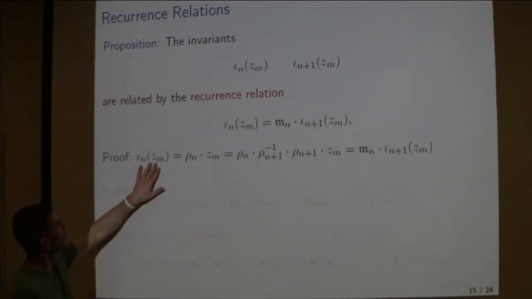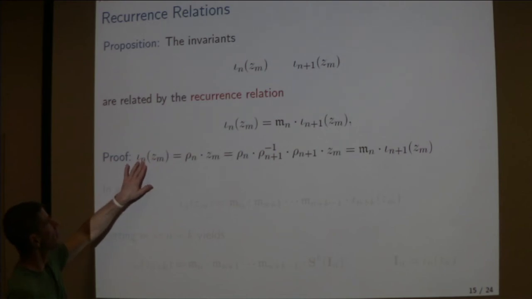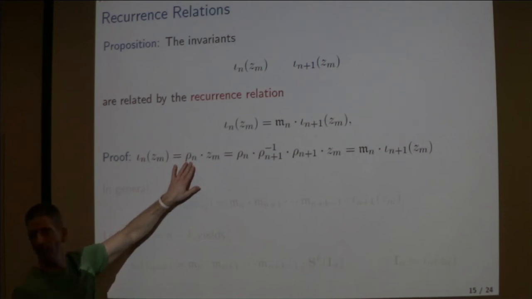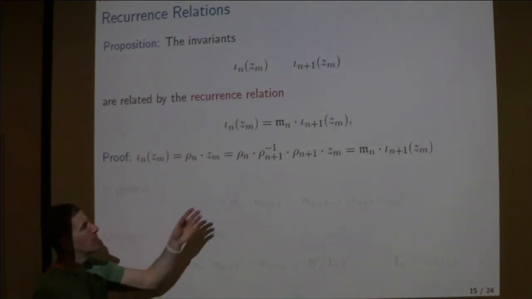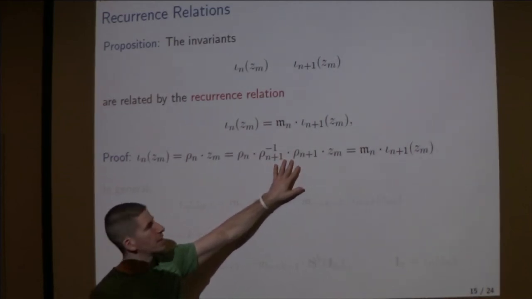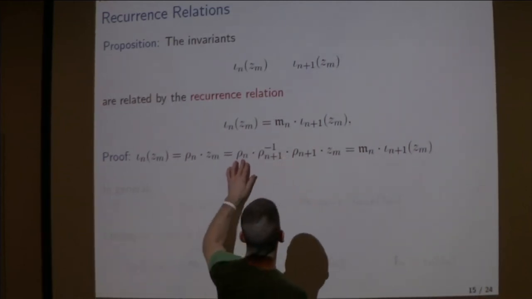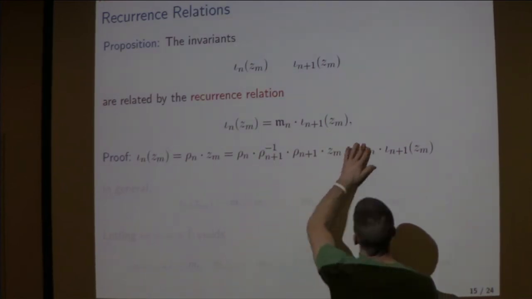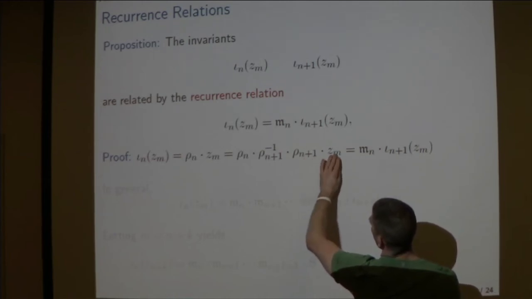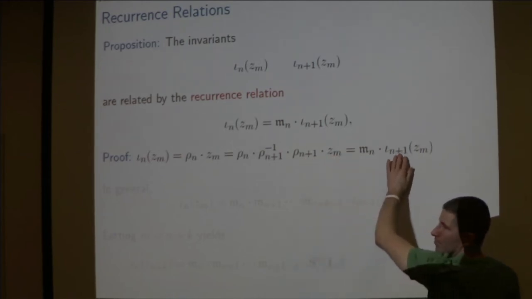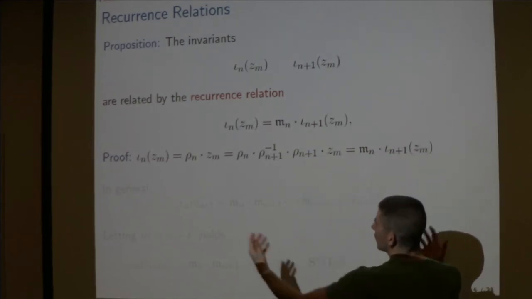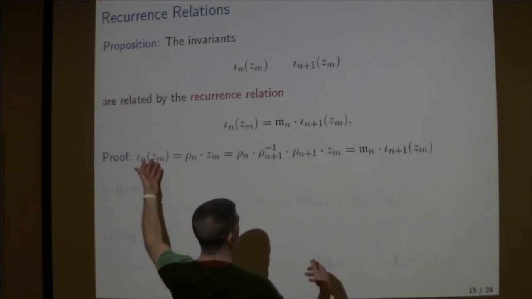The invariantization of Zm with respect to iota n is just you act on your point by the moving frame rho n. Now we introduce the identity element between the two, like this. Then rho n times rho n plus 1 inverse is what we call the Maurer-Cartan invariant. And rho n plus 1 acting on Zm is just the invariantization with respect to rho n plus 1, which is this quantity. So it relates these two invariants together.